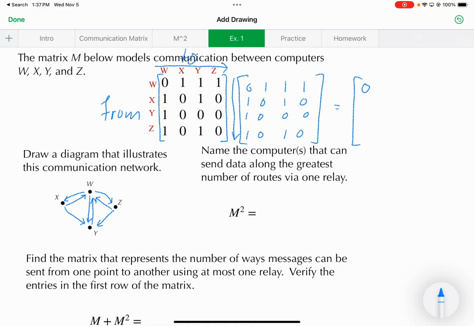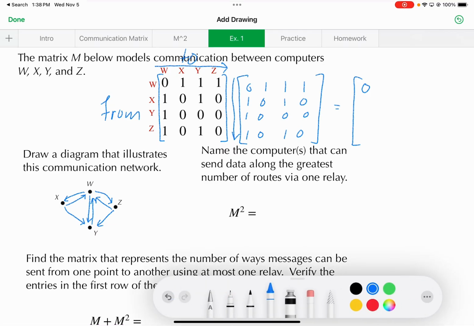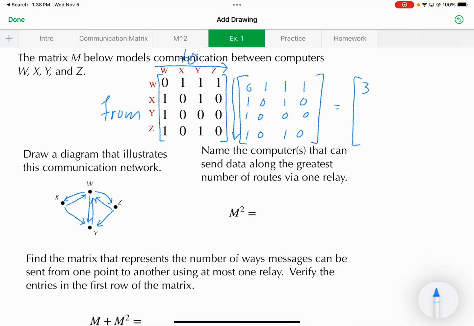What does M squared tell us? It's the amount of computers that can communicate with each other with one relay. M just tells us the computers that can communicate with each other directly. M squared is how many computers can communicate with each other with one relay. So along my column, what am I going to get when I multiply these? What's my first value? 0 plus 1 plus 1 plus 1 giving me 3, right?